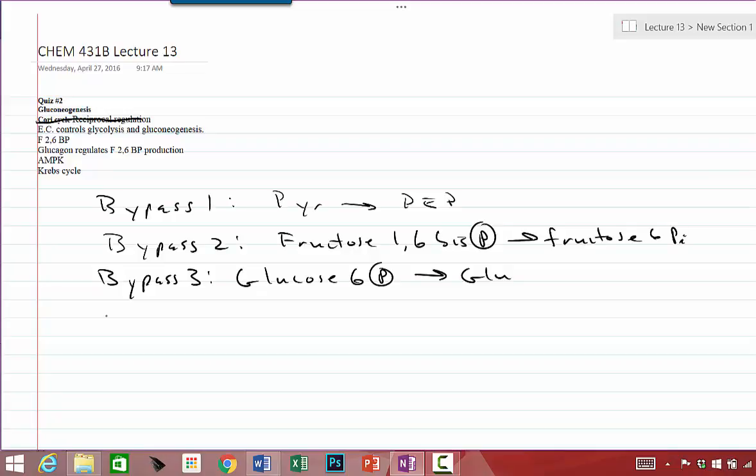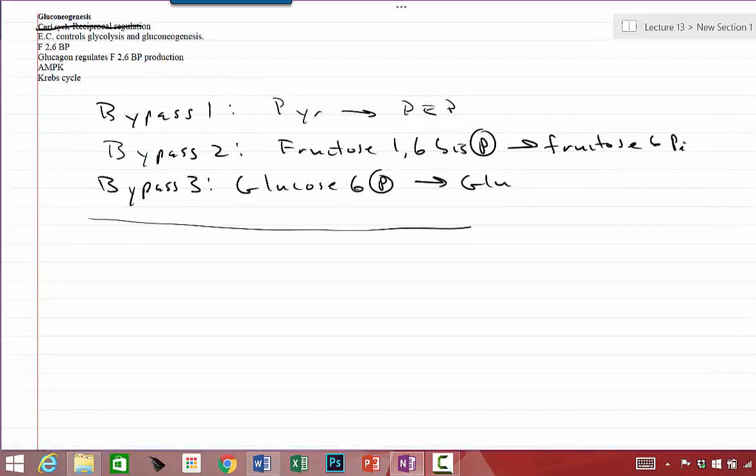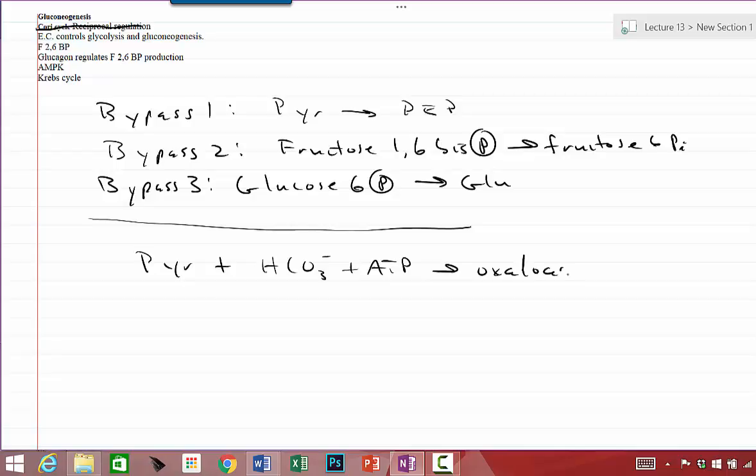The first bypass is the most complicated. The second and third are very, very simple. So let's talk about the first bypass. It's 2 steps. In the first step, we've got pyruvate plus HCO3 minus plus ATP going to oxaloacetate plus ADP plus inorganic phosphate.